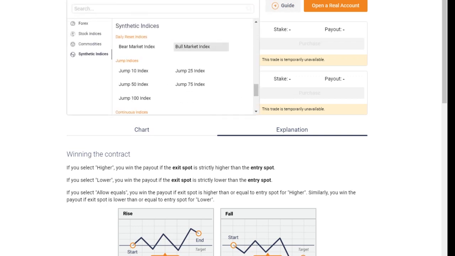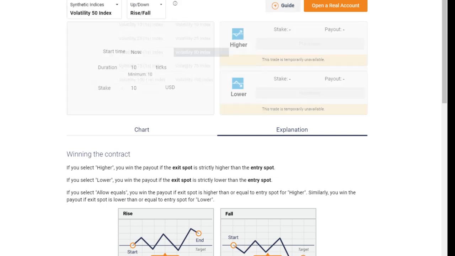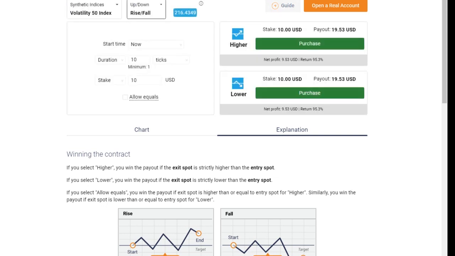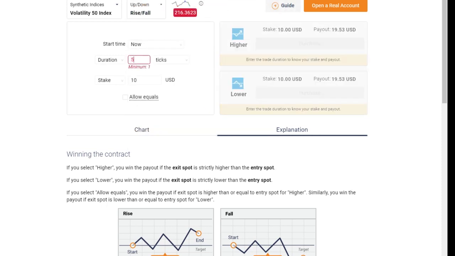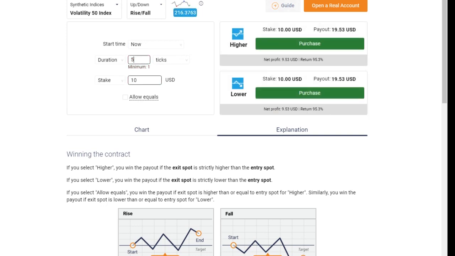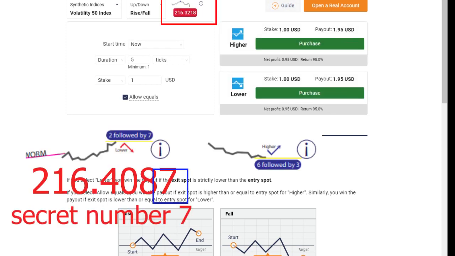I am going to trade on the Volatility 50 Index market. Choose Rise/Fall. Start time: now. Duration is 5 ticks. Stake is $1. Don't put higher stakes when using this strategy. Tick the allow equals.